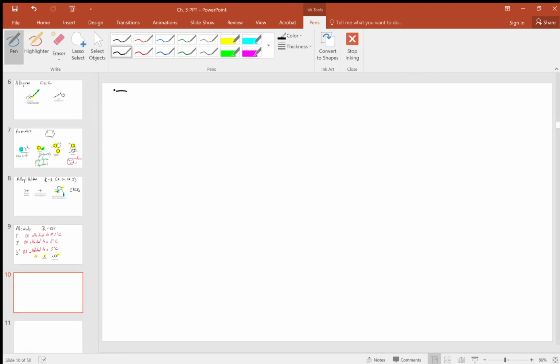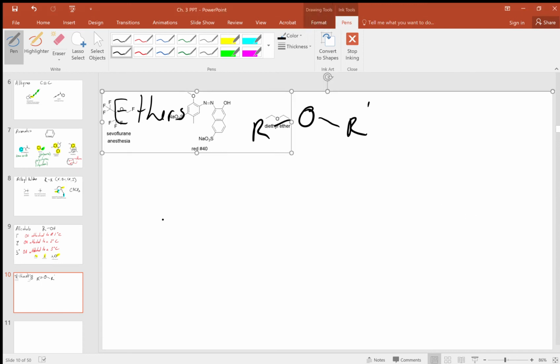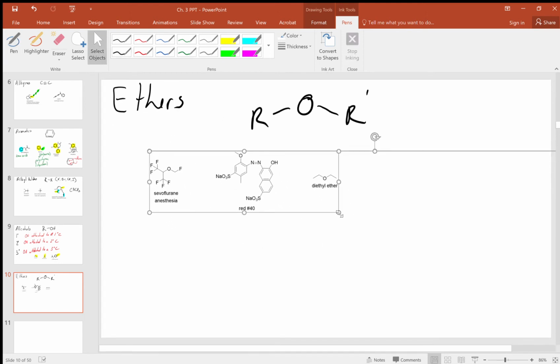Now, similar to alcohols are ethers. The difference between an alcohol and an ether is that where alcohols are an oxygen that's bonded to one carbon, an ether is an oxygen that's bonded to 2 carbons. Now, one of the interesting things with ethers is there's one ether that is much, much more common than all the others. And that's the one we have on the right here, labeled diethyl ether.